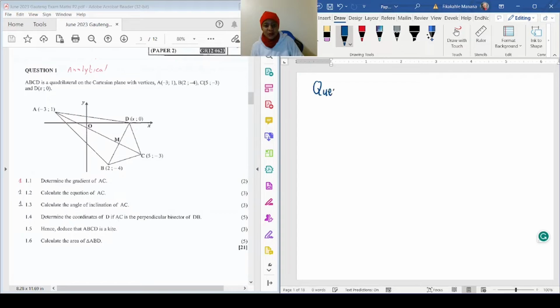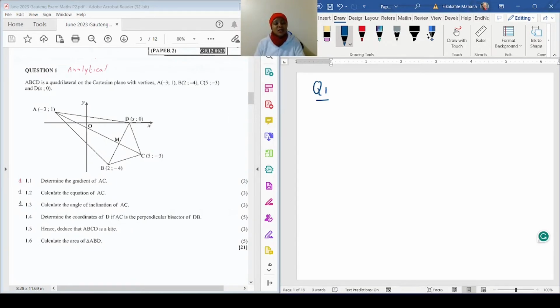Someone asked if we could also show mark allocation. Guys, I'm not a teacher, so when I do a memo, I just do it, but I'll try to see how we can get to show how they might allocate marks.